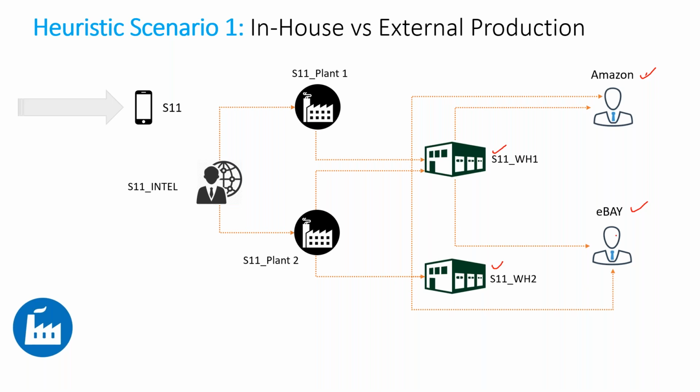Just please spare it. And eBay can also get stuff from warehouse one and warehouse two. Warehouse one can get it from plant one and plant two, and both are connected to a supplier called Intel. Intel is basically shipping the chips so that the plants can take those components and produce the finished good called S11. And S11 is a product, a finished good, a smartphone, Series of 11, and that is the product that we are playing in.